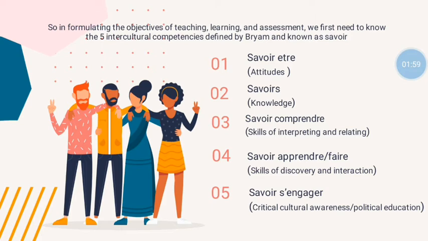For the third, savoir comprendre, or skills of interpreting and relating. It means the ability of interpretation and relation, that the competence is related to one's ability to interpret documents or events from the social culture of other countries and be able to relate them with the culture of our country.